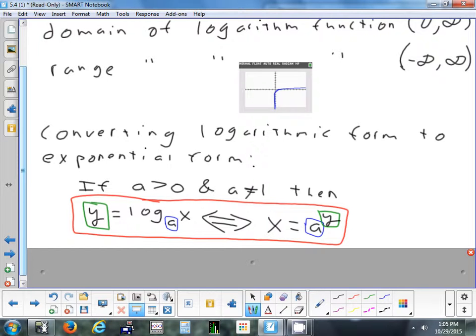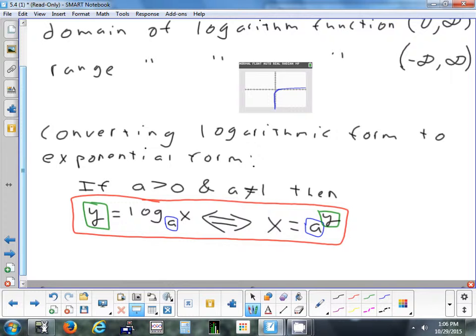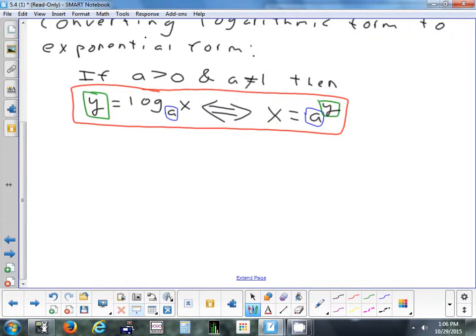It's basically just a pattern of looking at what goes where. This a we call the base on our log. But when I rewrite it in exponential form, it's still the base. It's going to be the thing that has an exponent written higher. The next thing that I think will help you remember where the y goes is logs are exponents.